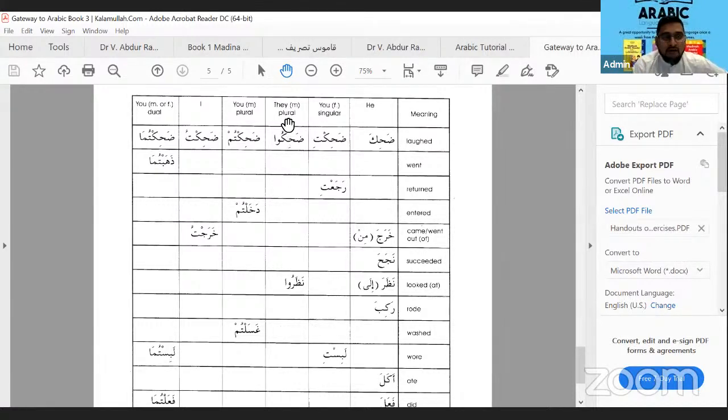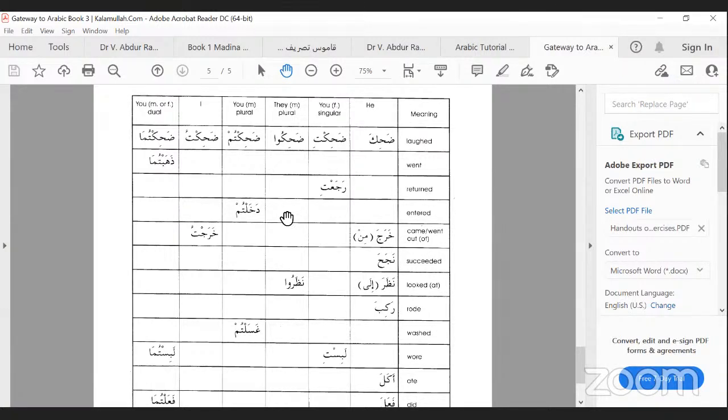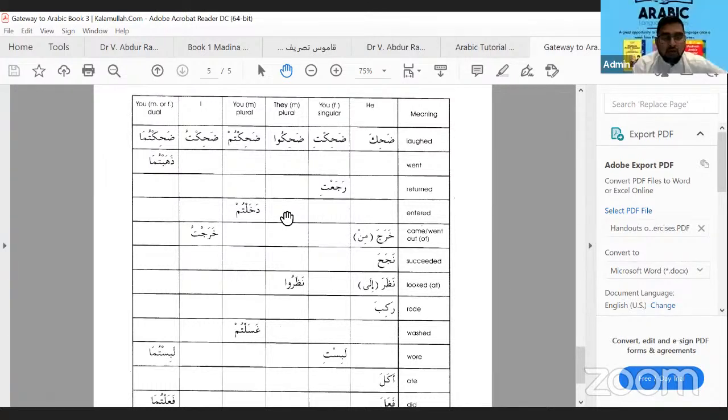They all masculine laughed is dhahiku. So dakhala will become dakha.